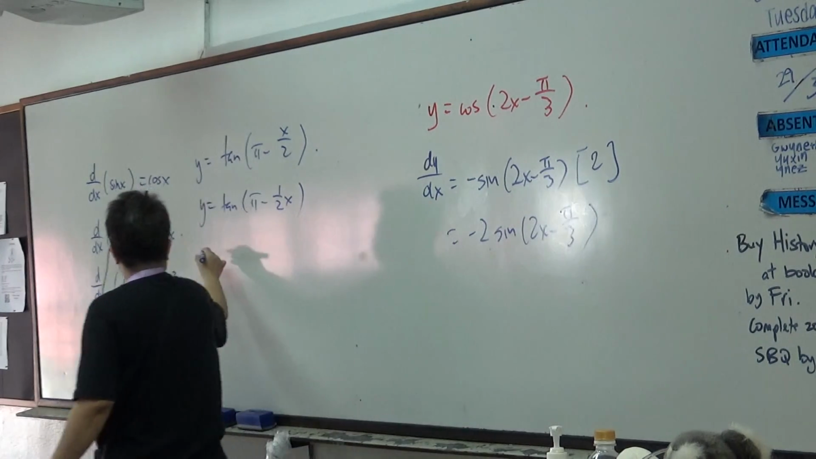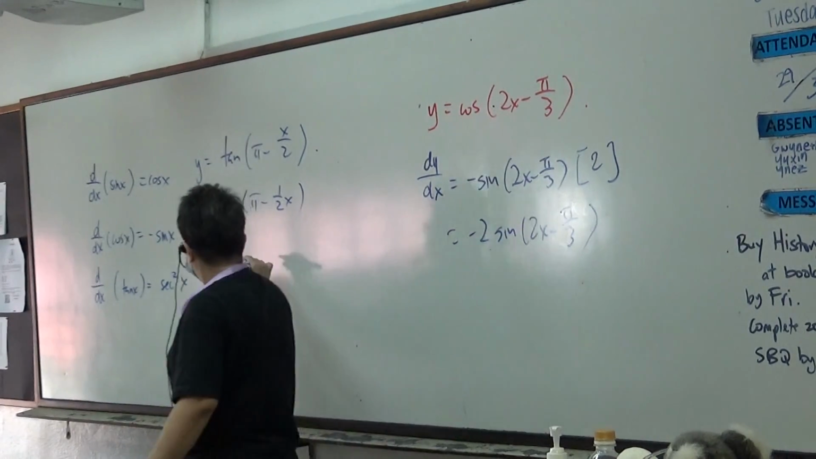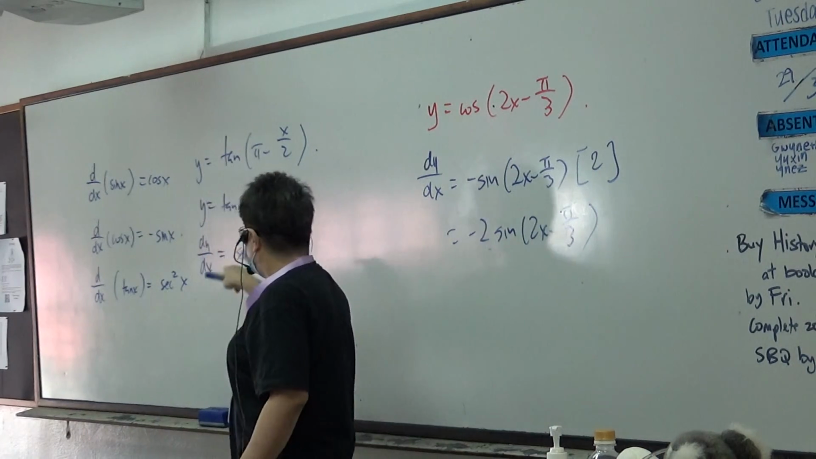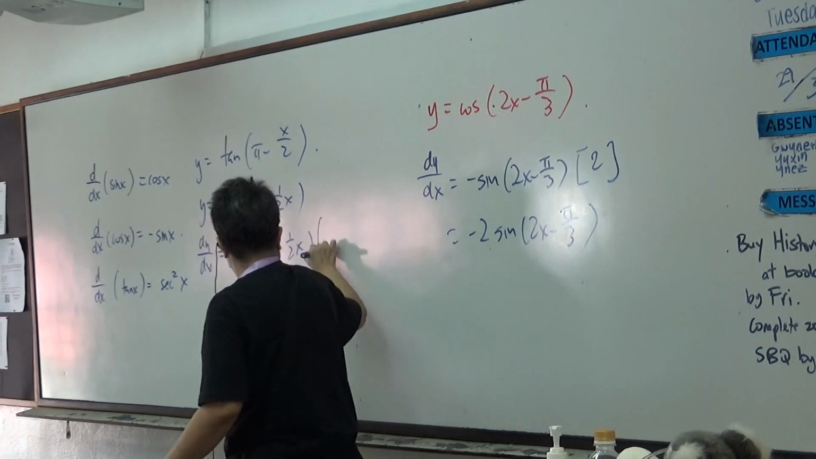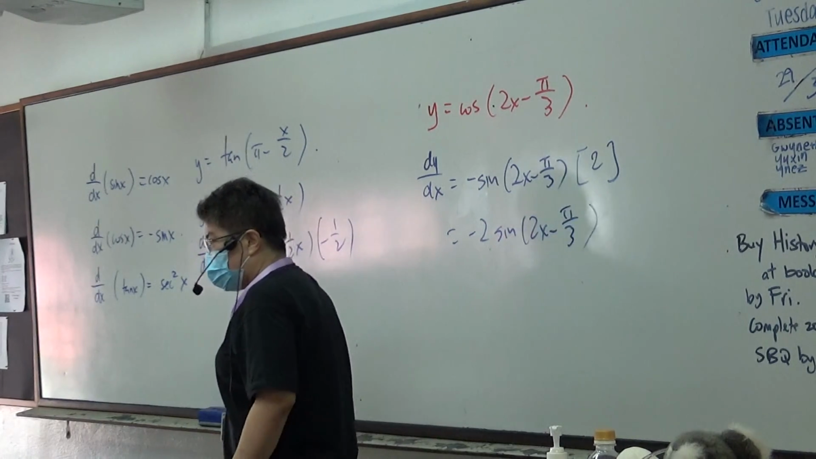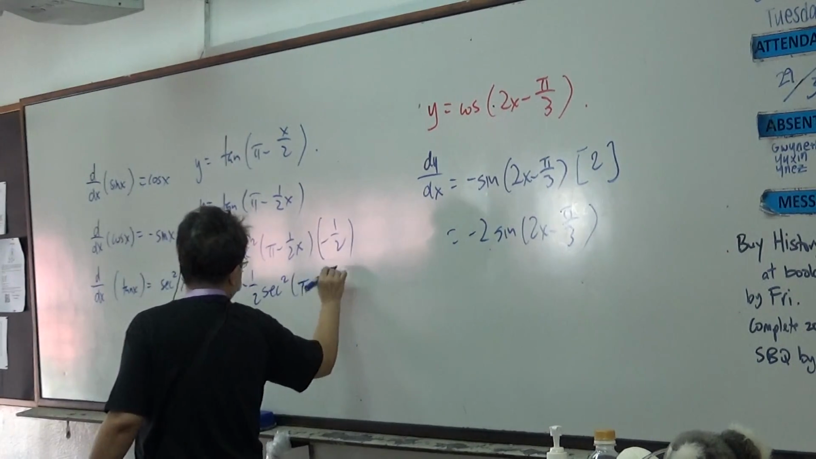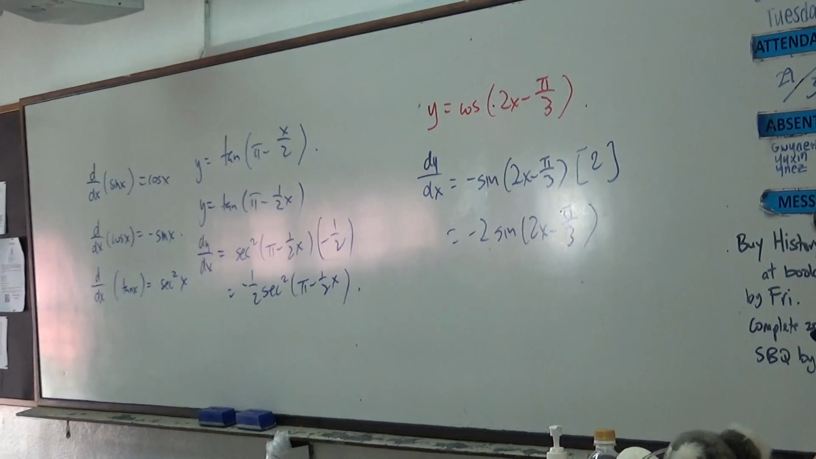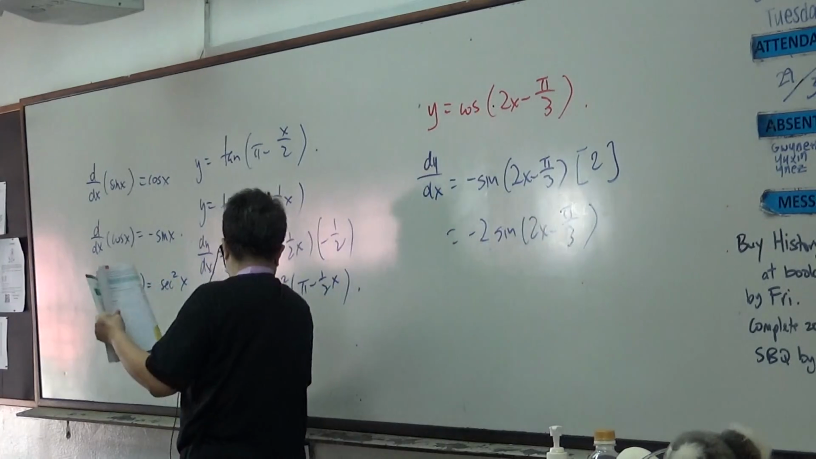Okay. dy/dx, tan becomes what? Secant square, the whole thing. Understand? Differentiate inside. Becomes what? Negative half. Everybody okay? So this one becomes negative half secant square(pi minus half x). Get? Yeah. So far okay now? Very good.